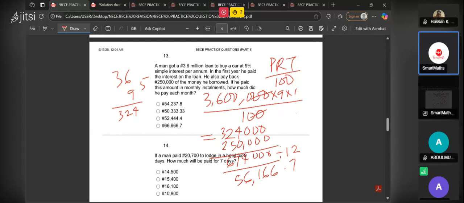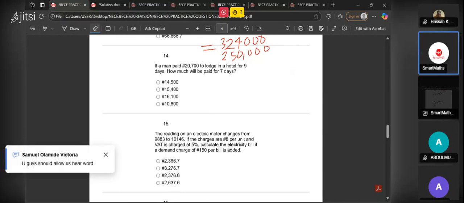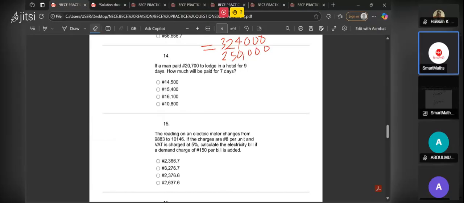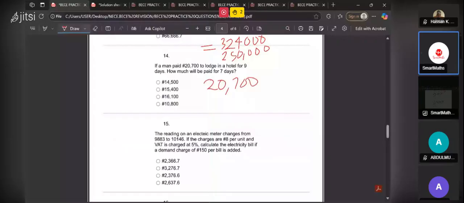Question 14. If a man paid 20,700 naira to lodge in a hotel for 9 days, how much will be paid for 7 days? So for 9 days, he paid 20,700. So that means, how much did he pay for one day? So that would be 20,700 divided by 9. We need to calculate for one day first.